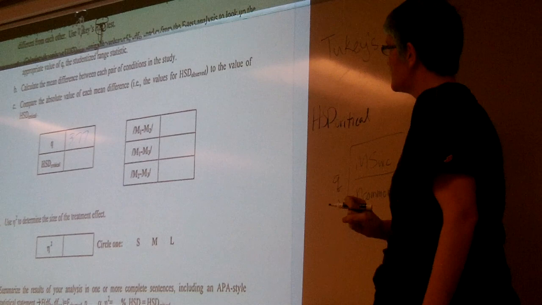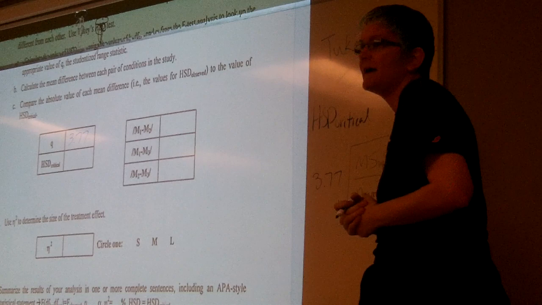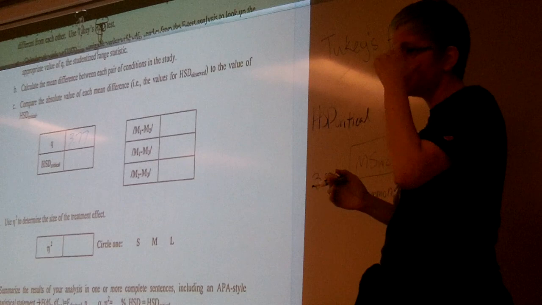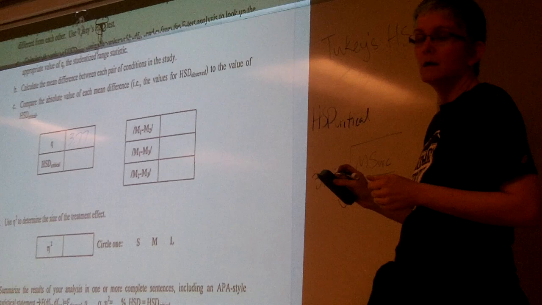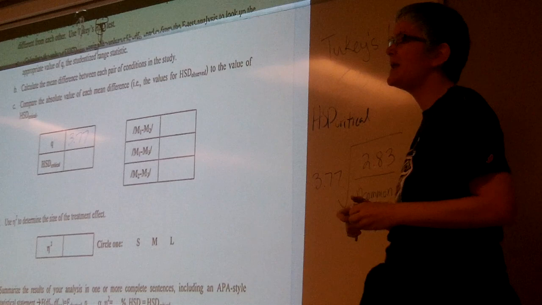Now we can take a look at our formula over here, and we can start substituting in values. Okay. So I know that Q is 3.77, so I'm going to write that there. What was my mean square within conditions again? I have that from up above. What was that? 2.83. Is that right? Okay, mean square within conditions, 2.83. And what is my n common? 5.